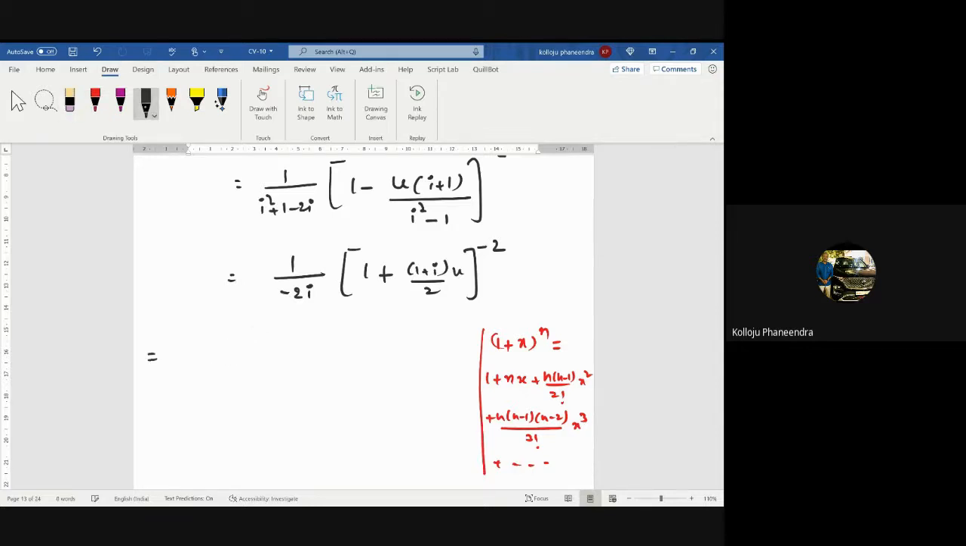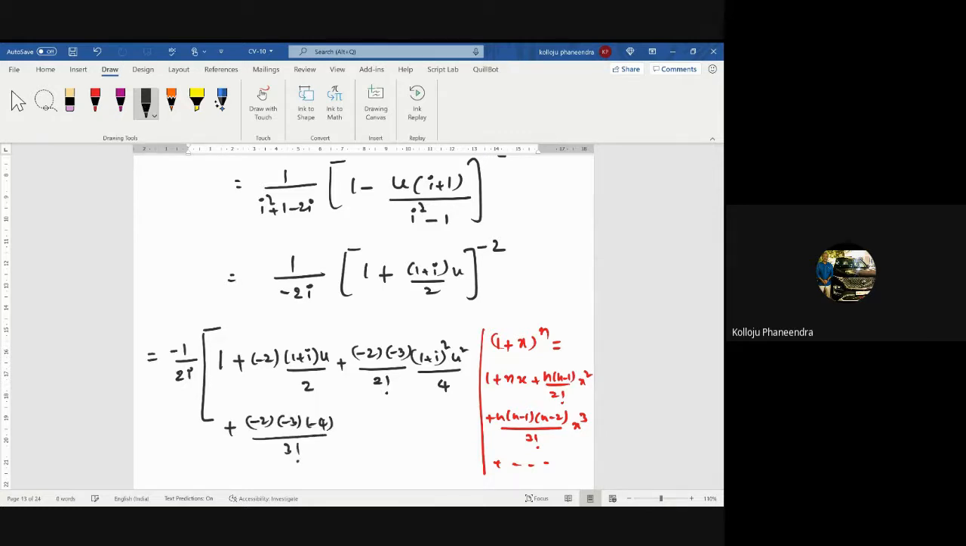So this is equal to minus 1 by 2i, big bracket, first 1 plus, what is the n value? Minus 2, n into x, what is the x value? This (1 plus i) u by 2, plus n into (n minus 1) by 2 factorial, (1 plus i) whole square u square by 4 you will get. Done. If you want one more term, n into (n minus 1) into (n minus 2) by factorial 3, (1 plus i) whole cube u cube by 8, and so on.